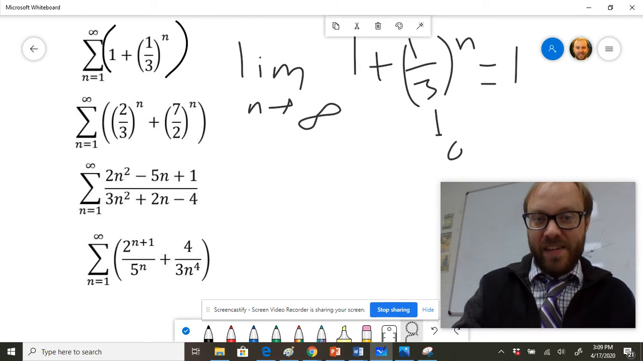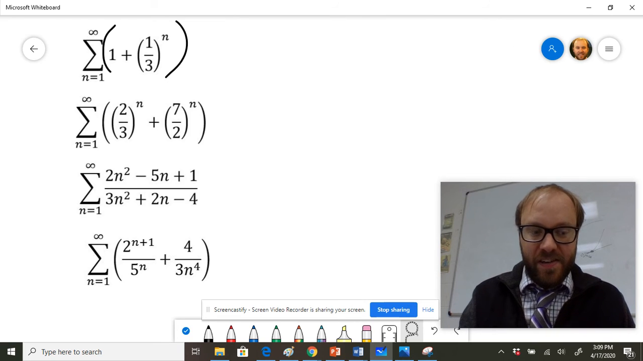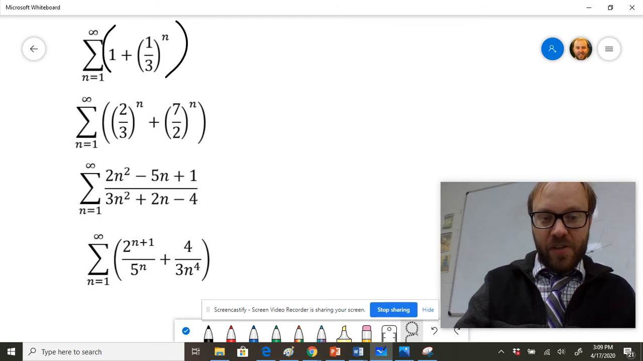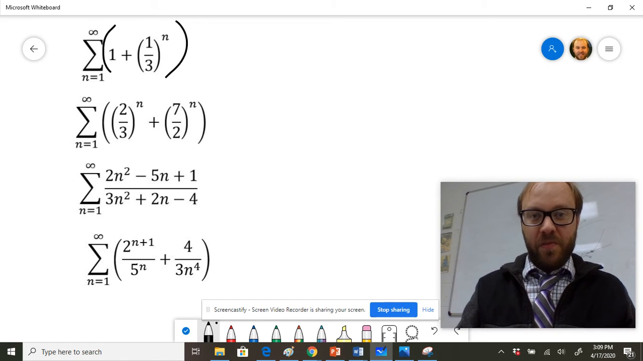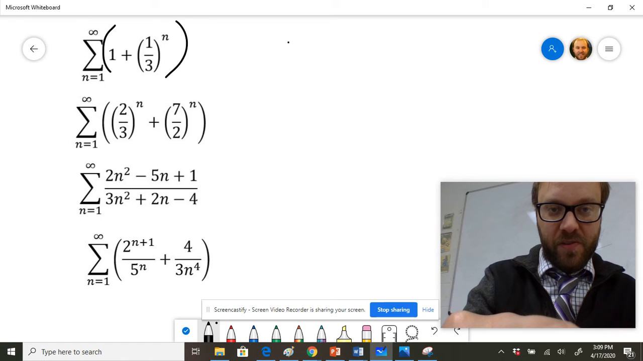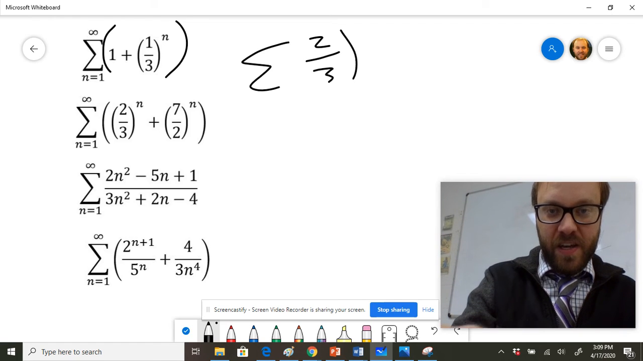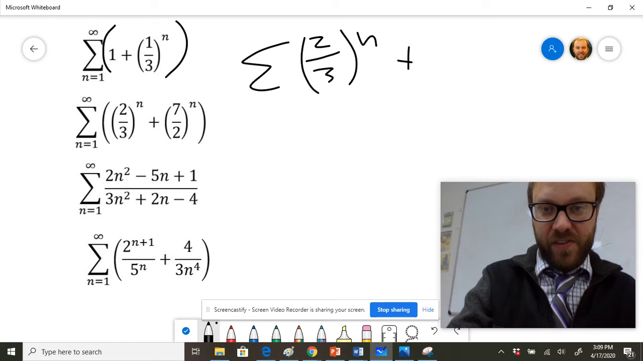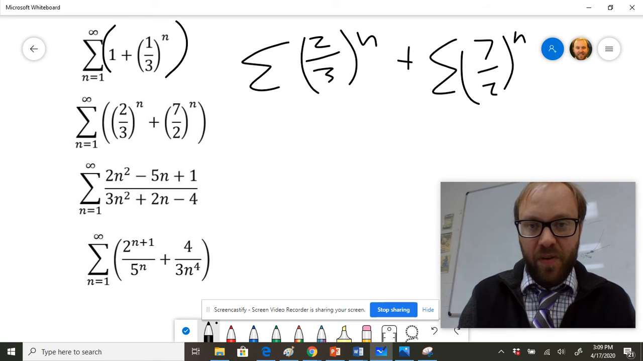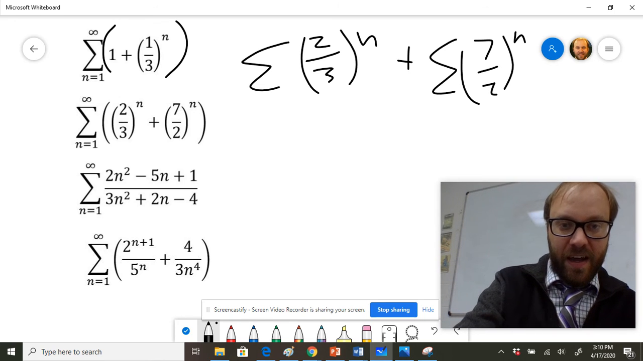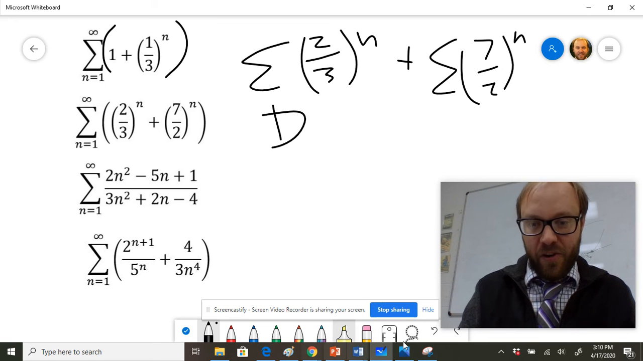Now remember, the nth term test does not tell you that a series is convergent. Just because the terms do approach zero doesn't necessarily mean that it converges. So anyway, it does tell you that a series is divergent. Okay. Number two, in the table of different rules we had a rule that said that the sum of a series is equal to the sum of two individual series. So in number two, this is really the sum of 2/3 to the n, which is a convergent geometric series, plus the sum of 7/2 to the n. And notice 7/2 is 3.5. That's an increasing series, so that one is going to diverge.